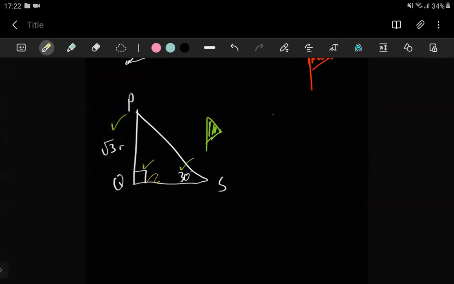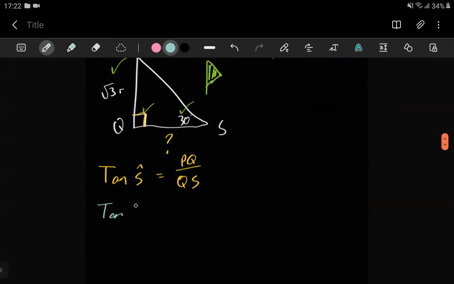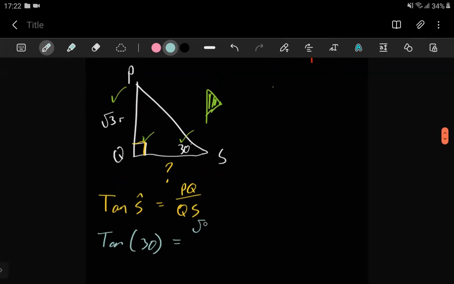Because now we can just remember, okay, fine, we need QS, right? So QS, if this is a right angle triangle, QS is just the adjacent. So now we know we have adjacent and opposite. So that's going to be tan. Tan angle S is opposite over adjacent. And then now we can put in the values in this calculation. Tan angle 30, PQ is square root of 3 with R, and then QS is just QS.